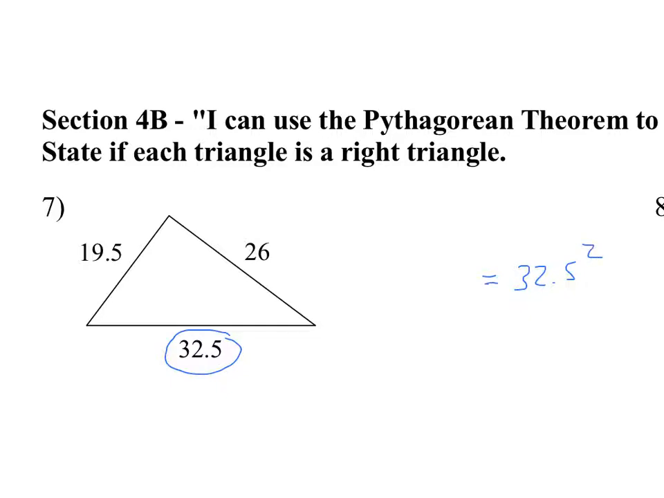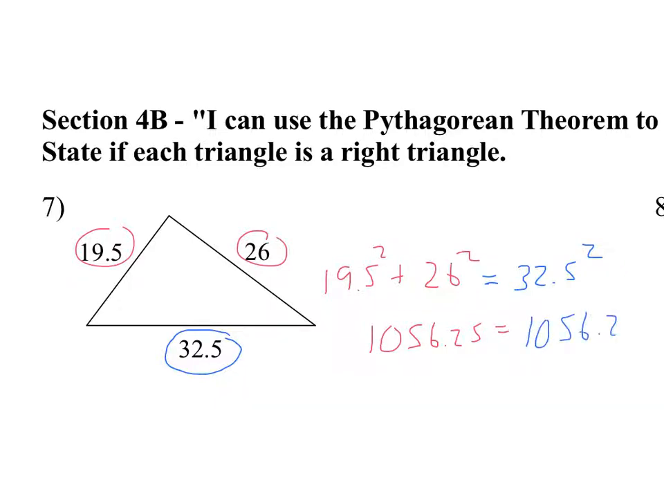And we're going to put that by itself and we're going to square it. On the other side, we're going to take the two legs and square them and add them together. And what that gives us on the left side, when we square them and add them together, is 1056.25. On the other side, 32.5 squared is 1056.25. It's a true statement. So we would say, yes, it is a right triangle.